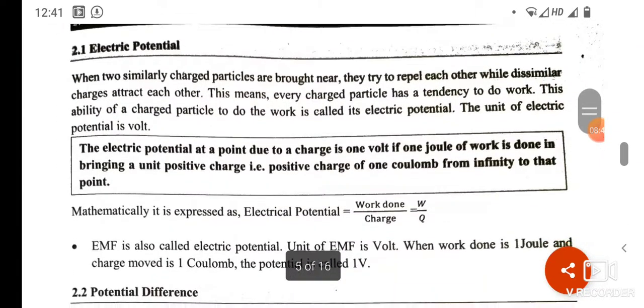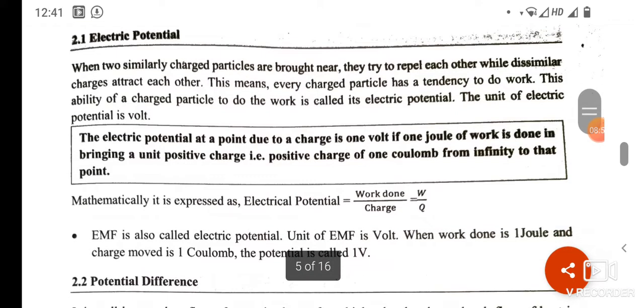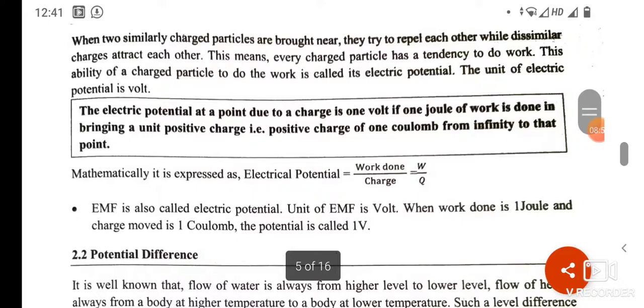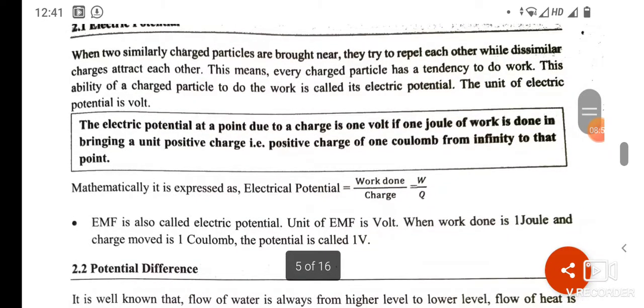What is electric potential and what is potential difference? Electric potential means work done per charge, or W by Q. The electric potential at a point due to a charge is 1 volt if 1 joule of work is done in bringing a unit positive charge. The amount of work taken to move and bring a unit positive charge. Okay, the positive charge of 1 coulomb from infinity to that point.